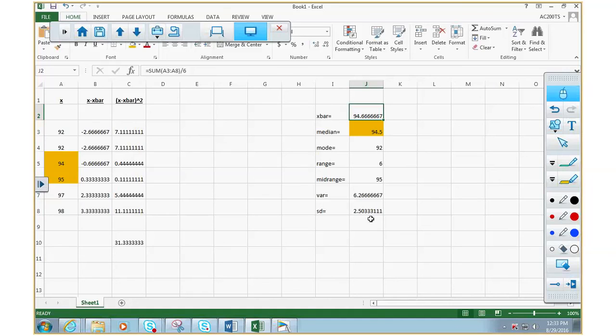So when you look at this data and you calculate this data, you're not just saying, oh, X bar is 95. They don't tell you anything.